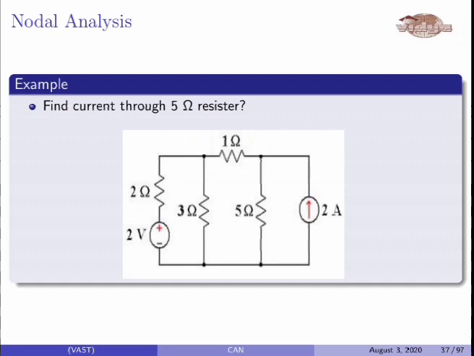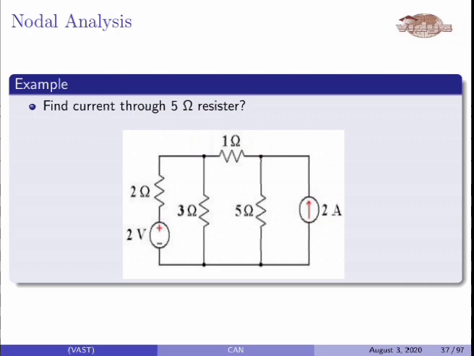So this is an example. Here we have to find the current through the 5 ohm resistance. In this example, there is a current source. This example can be solved using mesh analysis. Actually, you have to use the supermesh technique since there is a current source in the third mesh. Here we will be solving this example using the node analysis method.